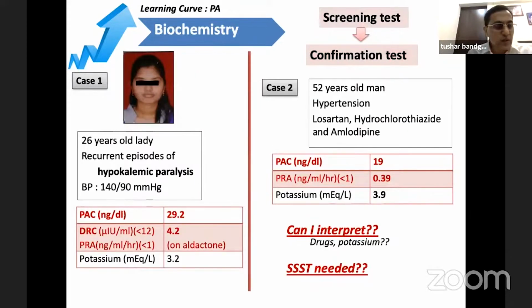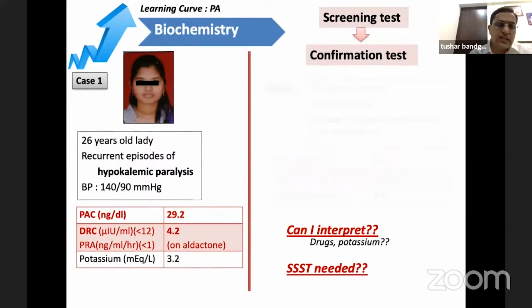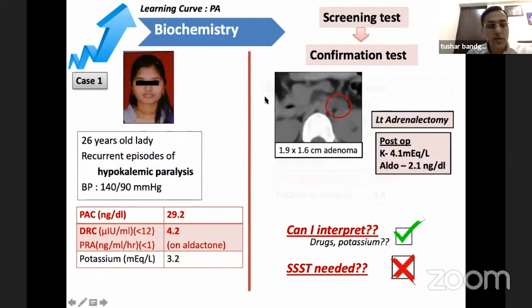So with this background, let's solve the issue with these two patients, the diagnostic-based ones. First one, this lady has hypokalemia. You have renin which is suppressed on Aldactone. So if the renin is suppressed, you don't have to really stop Aldactone. We accept that this is a low-renin hypertension, and with such high aldosterone, more than 15, 10, whatever you take, it's primary aldosteronism, and you can interpret that. Diagnosis is made, and a confirmation test is not required because aldosterone is more than 20. So we go ahead and straight away go for imaging. Imaging shows a left adrenal adenoma, and she's subject to left adrenalectomy, and post-op she's really cured.